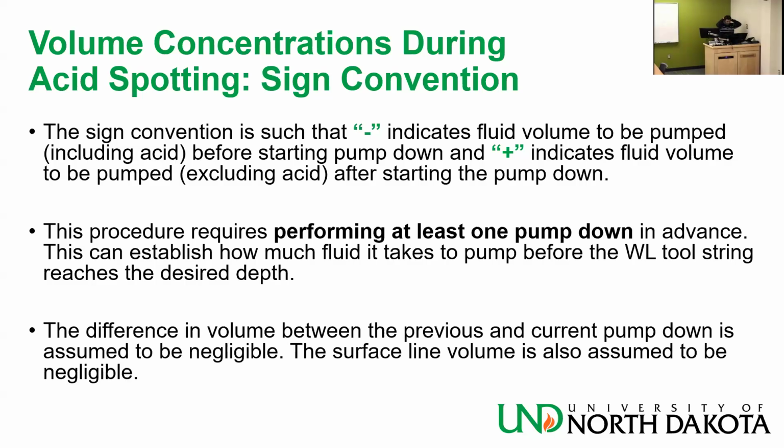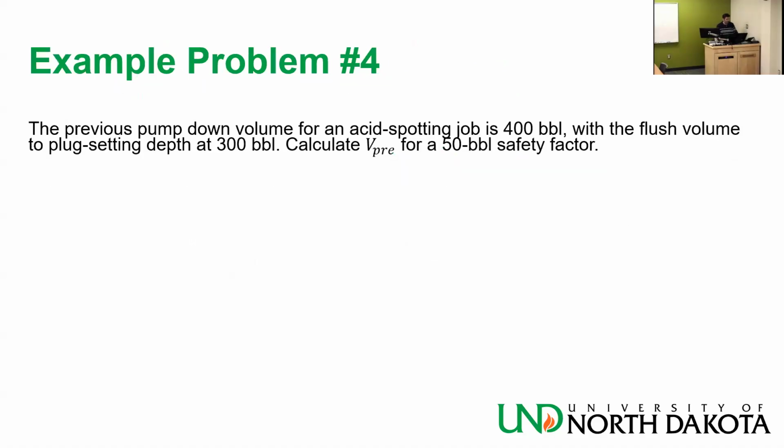The difference in volume between the previous and current pump down is assumed to be negligible. The surface line volume is also assumed to be negligible. The previous pump down volume for an acid spotting job is 400 barrels with the flush volume to the plug setting depth at 300 barrels.